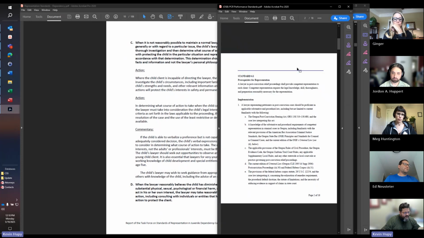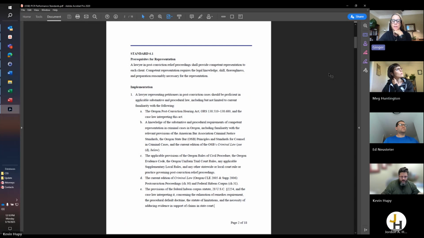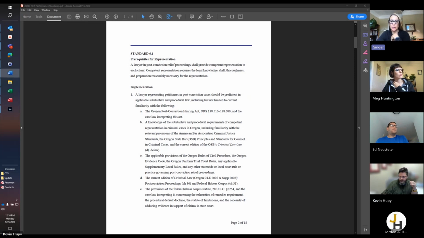For the OSB performance standards for PCR, my understanding is that this first one is what we would call a performance standard or qualification standard. That's kind of what I understood it to be. And so do we need to put this information, which is obviously important, in what we're doing now as well or not?